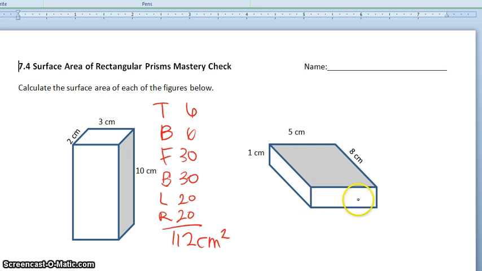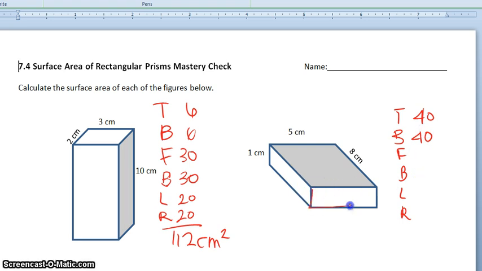Okay, over here for this box, I'm going to do the same thing. I'm going to divide it into the rectangles that are the top, the bottom, the front, the back, and the left and right sides. And it doesn't really matter what you call the top, what you call the front, as long as you know what you're talking about. This is just a way to make sure that you get all 6 sides of the box. So looking at the top of the box, I've got a rectangle that's 5 by 8, so its area is 40. Same for the bottom.